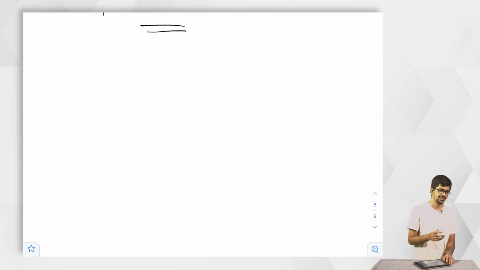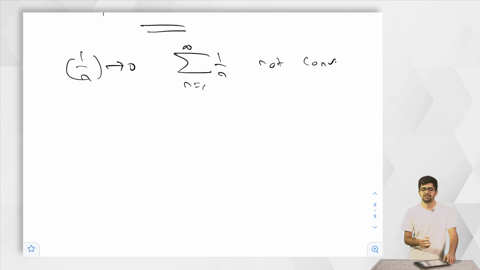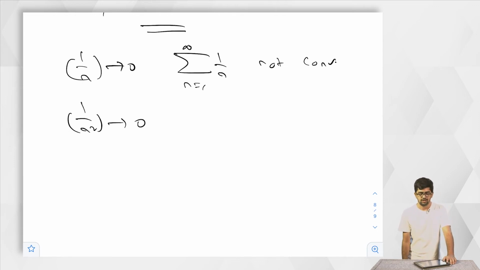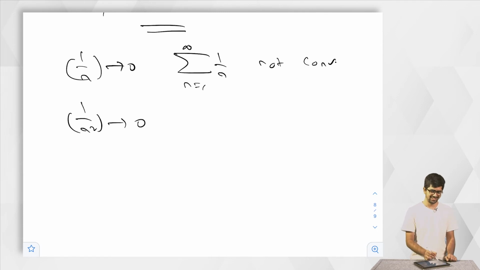We checked that 1 by n was converging to 0, but we realized the summation of 1 by n, n equal to 1 to infinity, is not convergent. Then I said I am afraid to check for 1 by n square, 1 by n cube and so on, even though everything is converging to 0. Now I have enough confidence to check. I am not saying this is positive or negative. I have enough confidence to check the convergence of this.